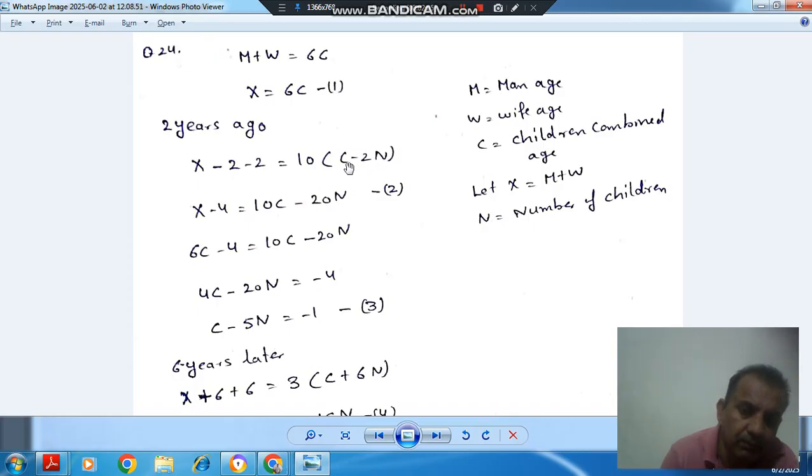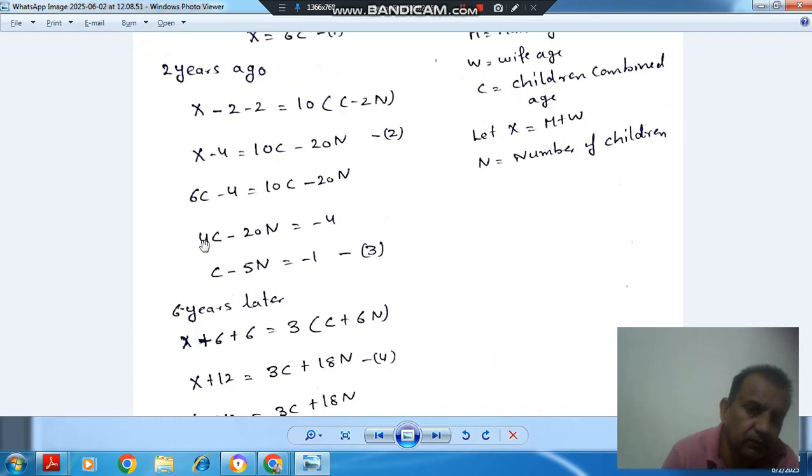Okay, so that will be the combined age of the children, and the parents' age is 10 times that. Solving this, it will be x minus 4 is equal to 10c minus 20n, or we can put x is equal to 6c. 6c minus 4 will be equal to 10c minus 20n, or further solving it, 4c minus 20n will be equal to minus 4, or c minus 5n is equal to minus 1.